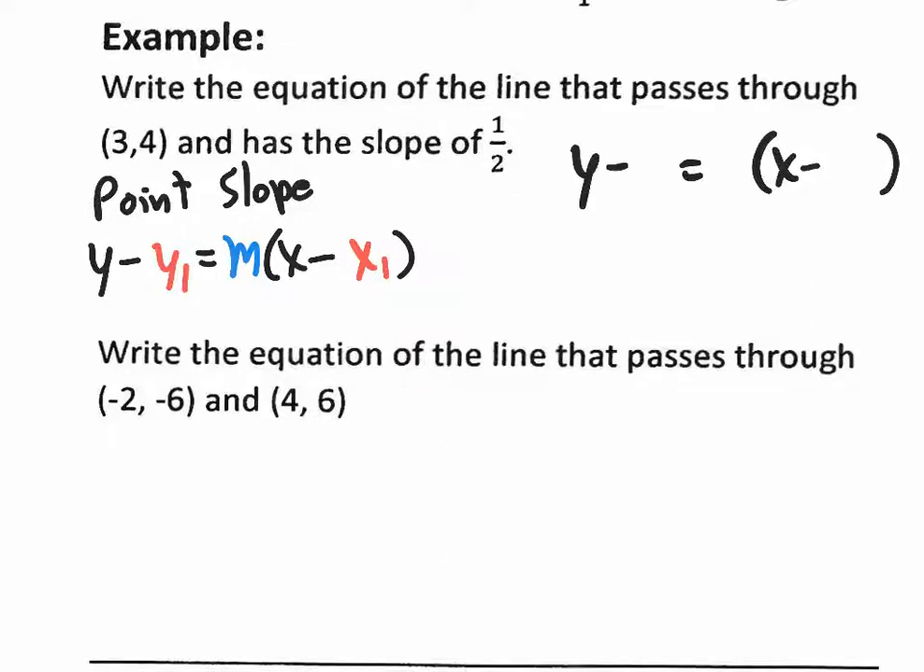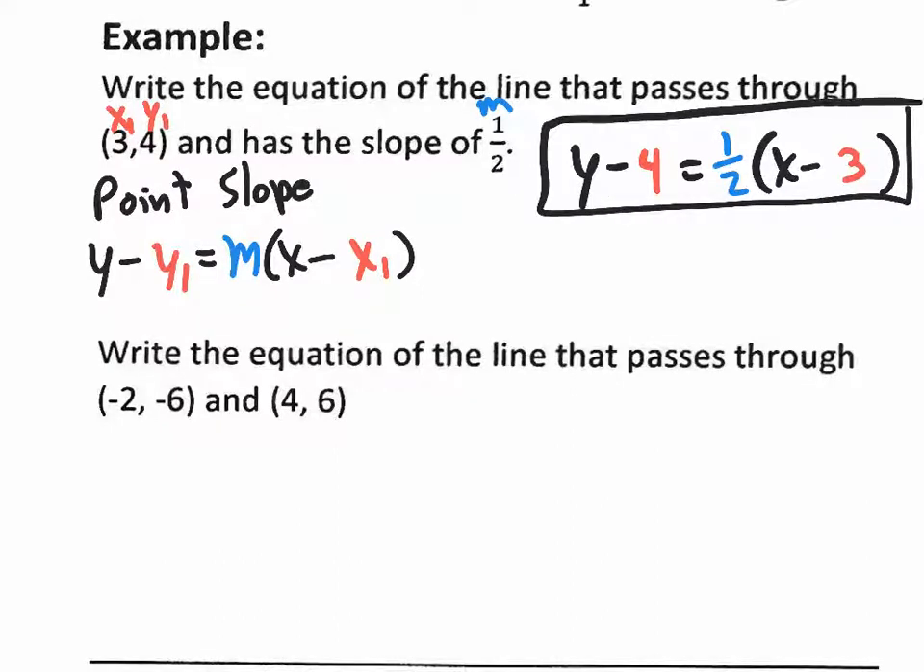And then I simply plug in my x1, y1, and then I plug in my m right in there, and I'm done. So y minus what? 4 equals what? 1/2 parentheses x minus what? 3. Ta-da! Done. The equation is written. That is the line that has the slope of 1/2 and passes through the point 3, 4.